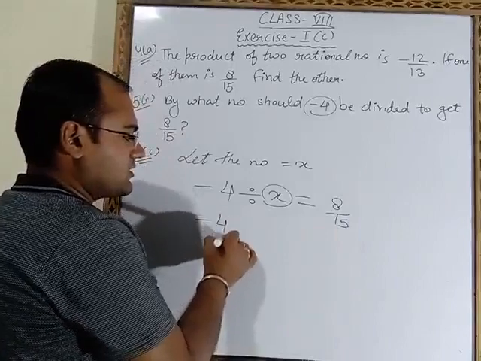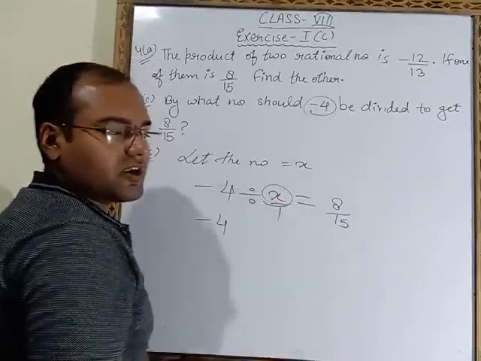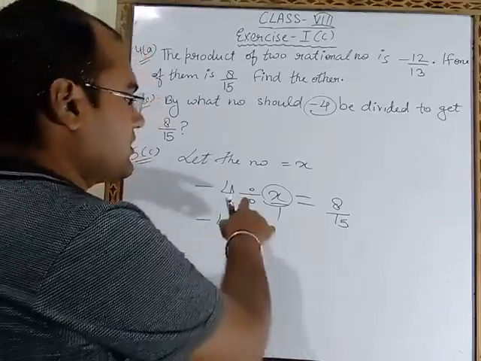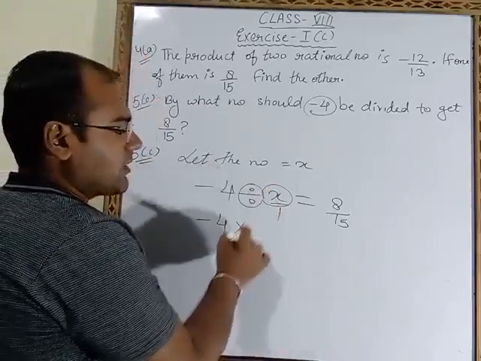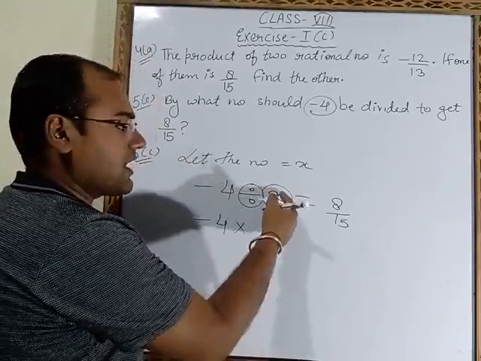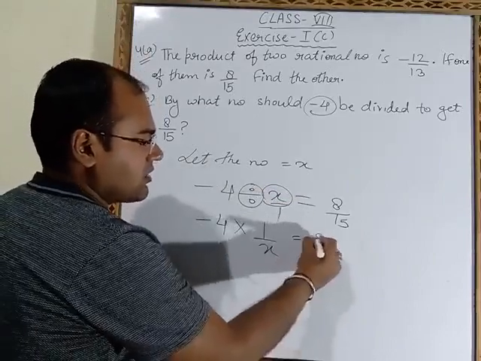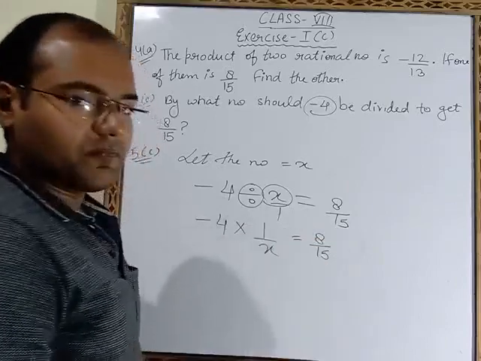Now what you have to do? Minus 4, under this number we will take 1. So this divide sign you have to change into multiply. When we change this divide sign into multiply, this number will get reciprocal. x upon 1 is there, we will write it as 1 upon x is equal to 8 upon 15.